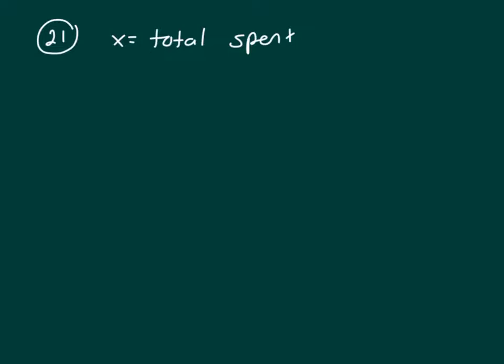We are trying to find what percent the total tax that she paid was of the total amount spent. So we're trying to find tax over total. I'm letting X be the total amount spent. It tells me she spent 50% on clothing, so 0.5X.